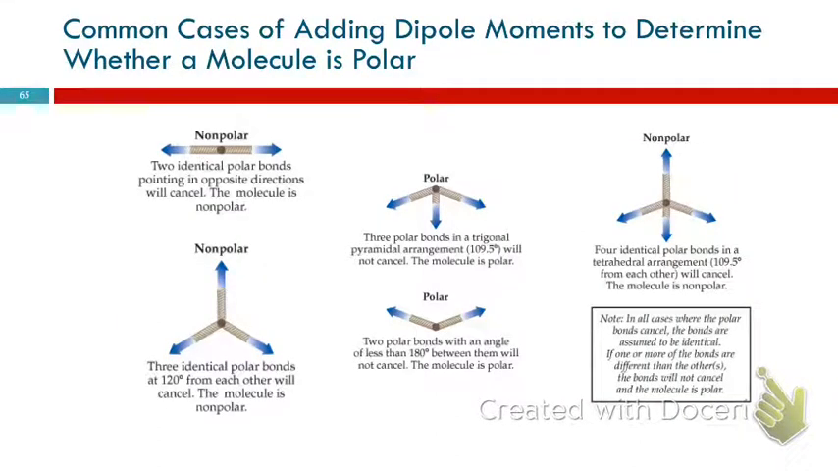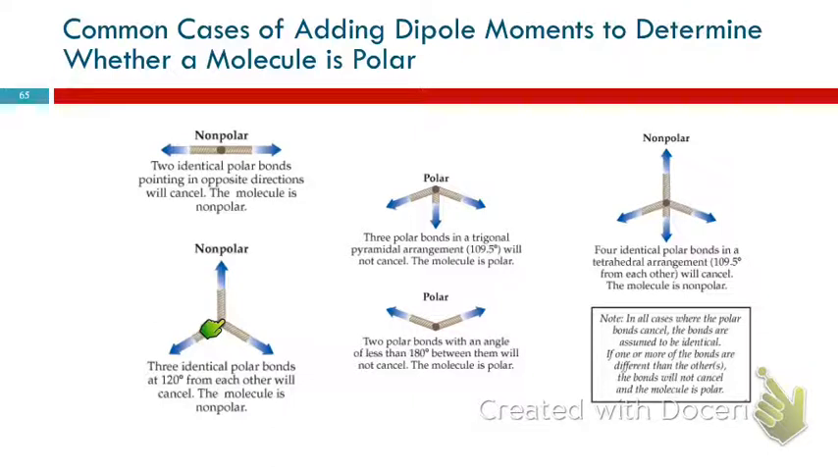So there's a bunch of different possibilities, and they're all based on the geometry of the molecule. If you have a linear molecule and the bonds are polar, it's still going to be nonpolar because they're in opposite directions, they're going to cancel out. If you have this trigonal planar structure where you have three bonds that are polar but they're all the same, that's also going to be nonpolar.